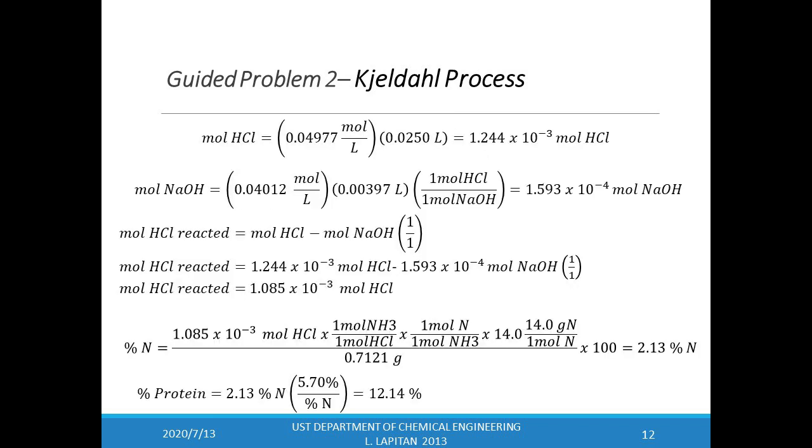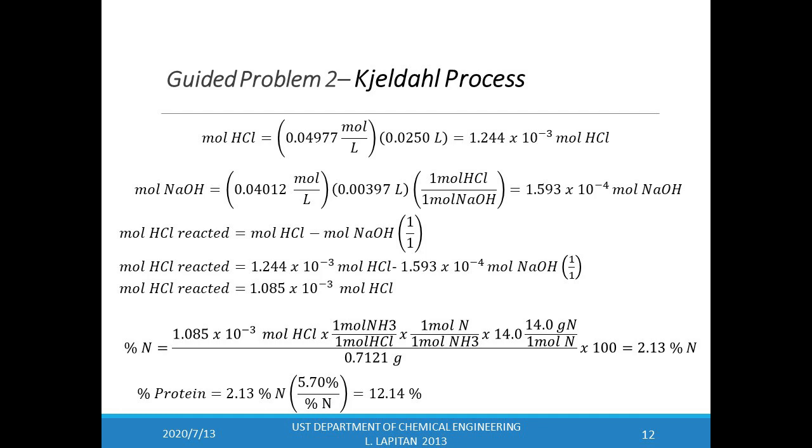Just like what we did earlier, the first thing that we need to do here is to determine the total moles of the acid by multiplying the concentration of the acid to its volume. In a similar manner, the total amount of the base can be calculated by multiplying the concentration of the base to its volume. Now, the amount of the acid that reacted can be determined by subtracting the total moles of the acid, which is 1.244 times 10 raised to negative 3 mole HCl, to 1.593 times 10 raised to negative 4 mole sodium hydroxide. The net amount of hydrochloric acid is then calculated as 1.085 times 10 raised to negative 3 mole.